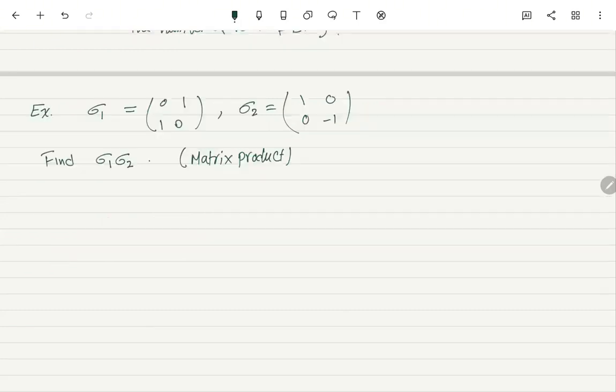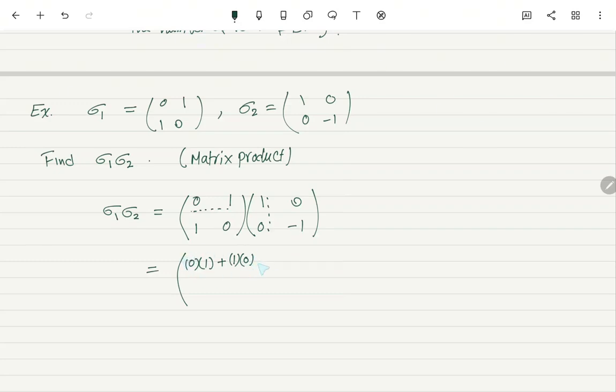To perform the matrix product, let's do this. Sigma 1, sigma 2 equal to 0, 1, 1, 0 times 1, 0, 0, minus 1. We multiply the row with the column. Let's do this one here: 0 times 1 plus 1 times 0. And this is the first element of the resultant matrix.